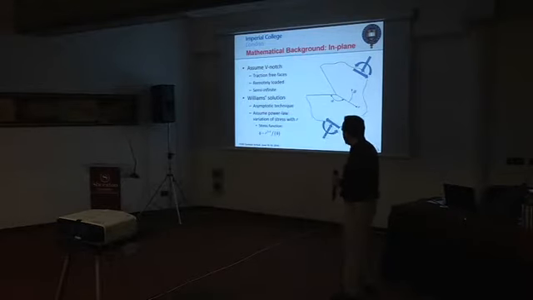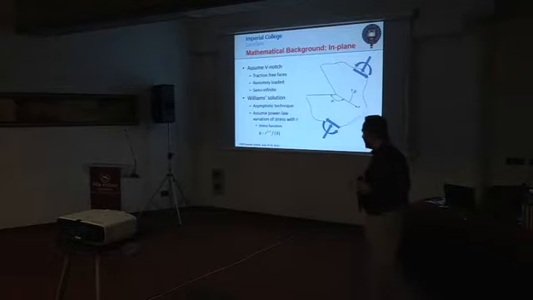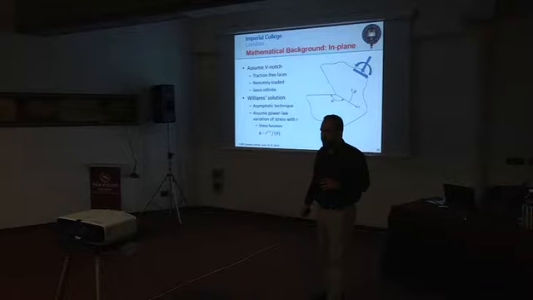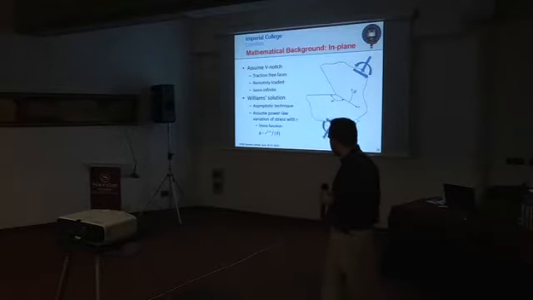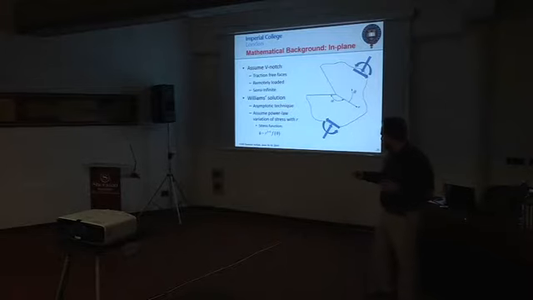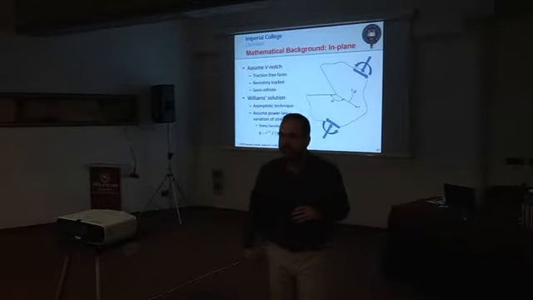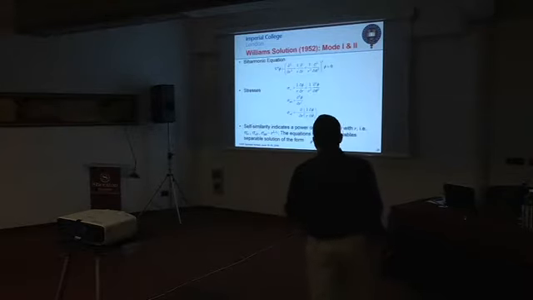So in that case, you can apply Williams solution, which is itself an asymptotic technique, and assumes that the stress function that governs the solution of this problem is a very simple function, which is a power law in r and a trigonometric function of theta. And where does that come from?